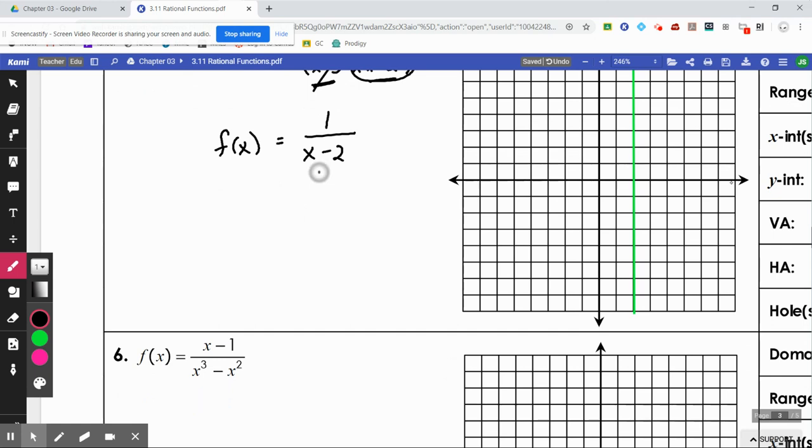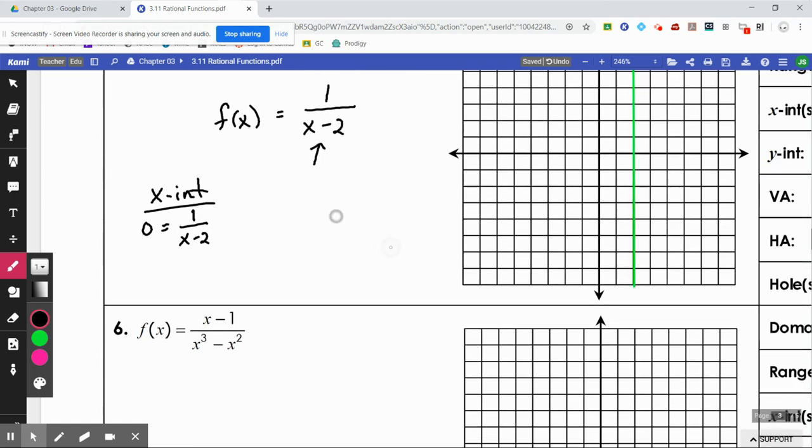Again, to find an x-intercept, plug in 0 for y. To find a y-intercept, plug in 0 for x. So your x-intercept, plug in 0 for y. So 0 equals 1 over x minus 2. So that looks a little odd. How can 1 over x minus 2 equal 0? It can't. So you're not going to have an x-intercept here. We'll talk about in a second why.